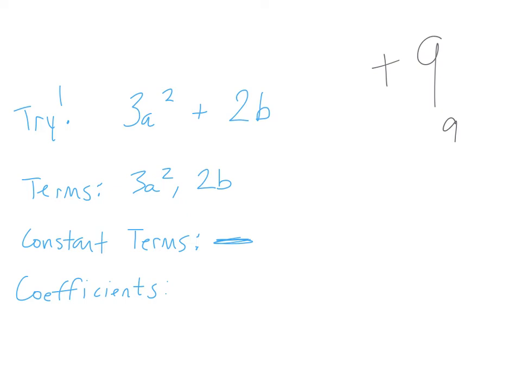Are there any coefficients up there? Well, coefficients are numbers that are multiplied by variables. What does 3a squared mean? 3 times a squared. So the coefficient there is 3. There's also another coefficient here. It's 2. Why? Because 2b means 2 times b, and so the 2 is the coefficient.